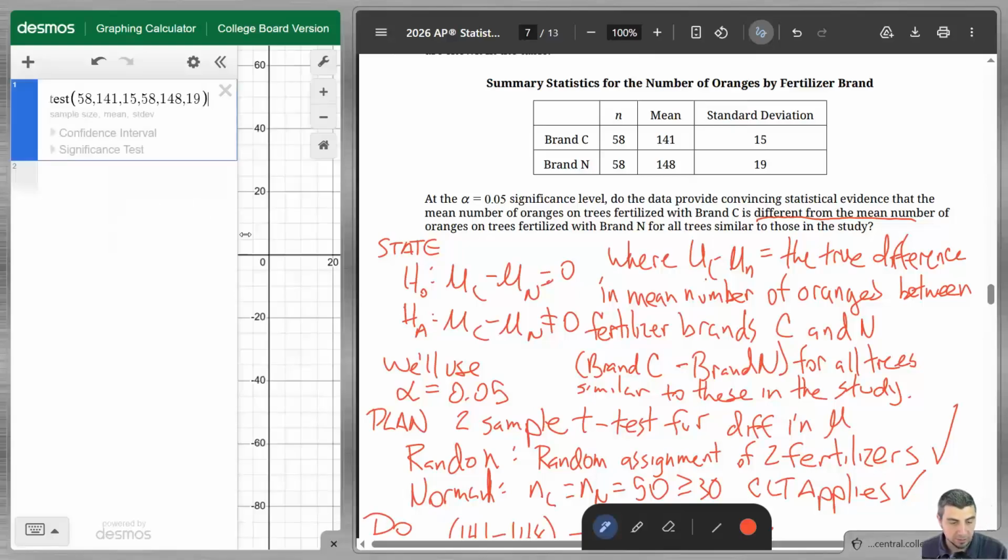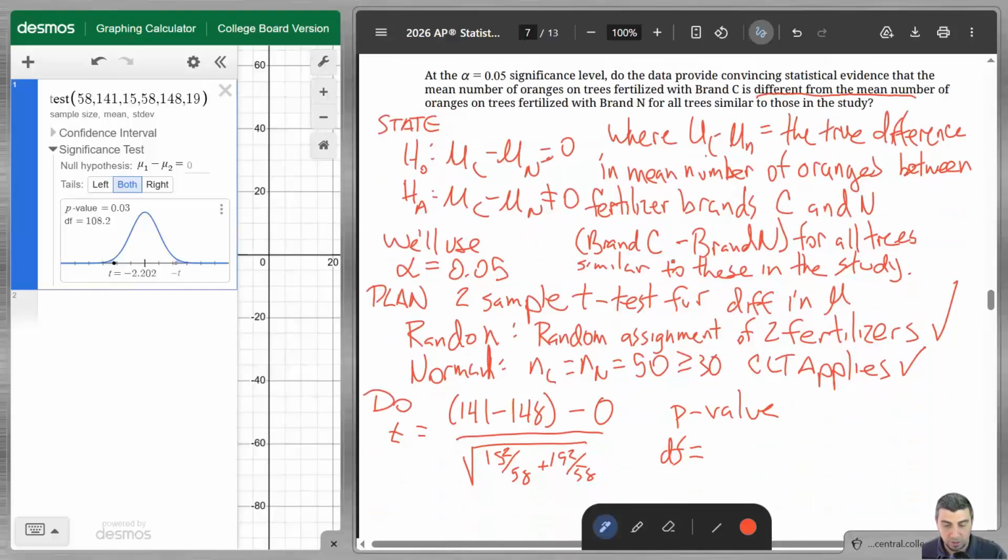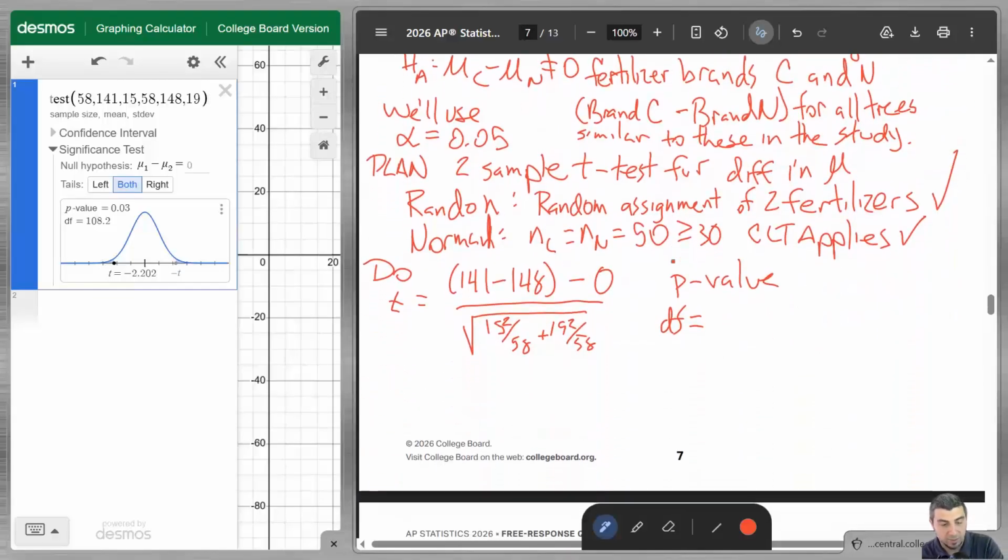We'll create our test, and we are doing a significance test here. Make sure that the difference is set to 0, and make sure when you put in your sample 1 and sample 2, you put them in the same order of the subtraction that you stated in the state step. And then make sure the tails are set to both. Remember, this was a two-sided test. We have our p-value, our degrees of freedom, and our t-value. So we can write all of that information in.